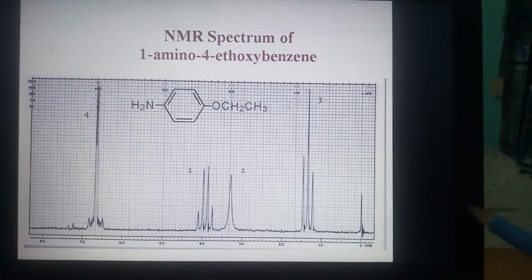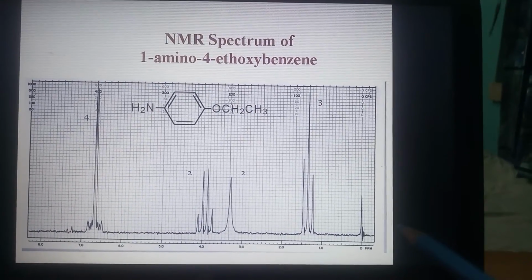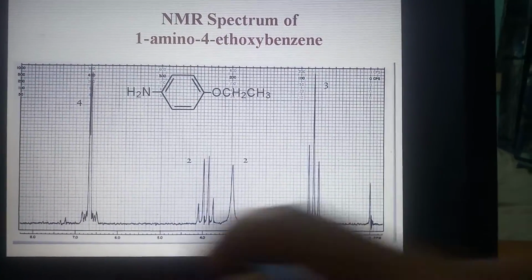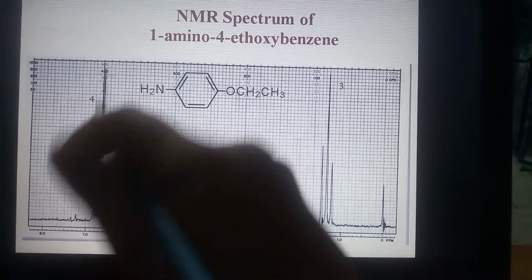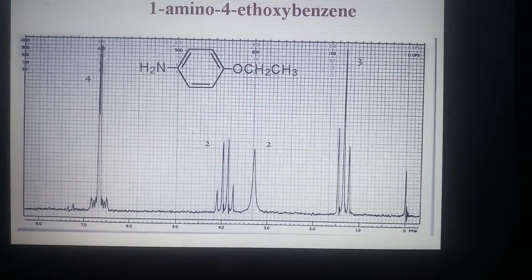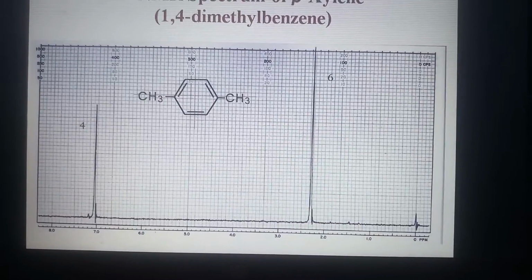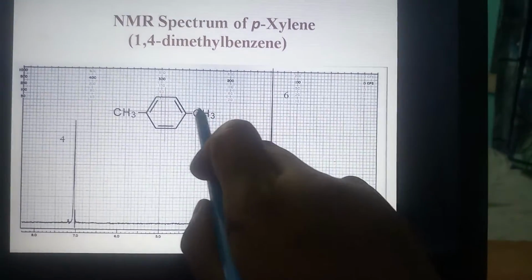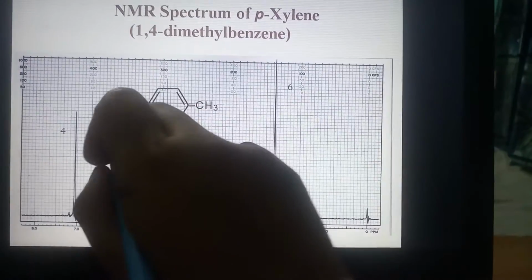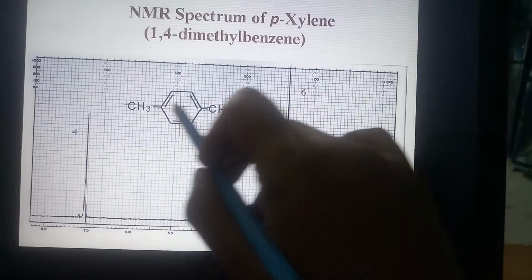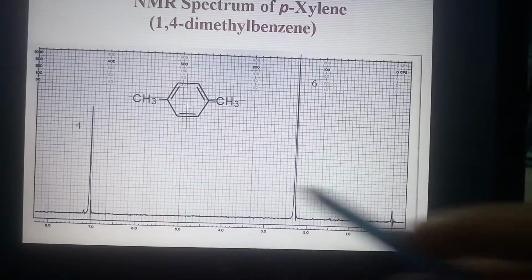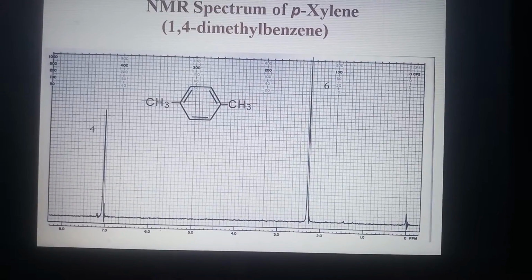For example, 1-amino-4-ethoxybenzene. Both groups are electron donating and similar in type, so the outer peaks will diminish, making the inner 2 peaks much stronger. And this is para-xylene, X is equal to X, and it is a symmetrical compound, so all 6 protons will appear as a singlet and all 4 protons will also appear as a singlet at 7.1 something.